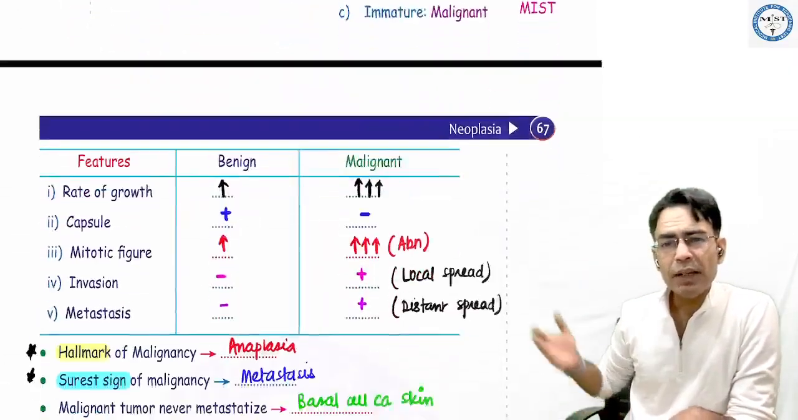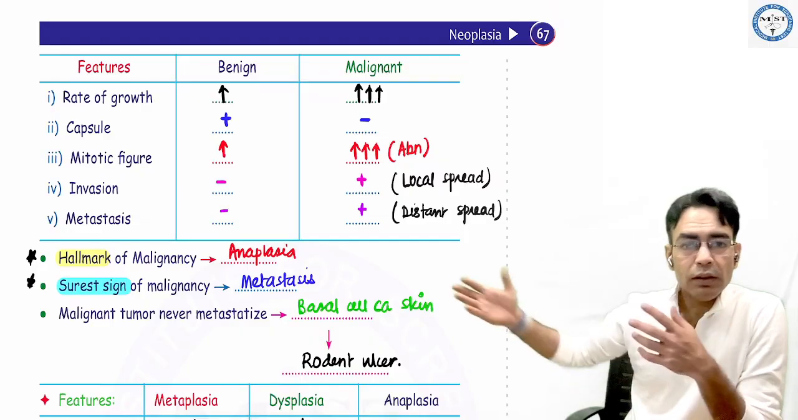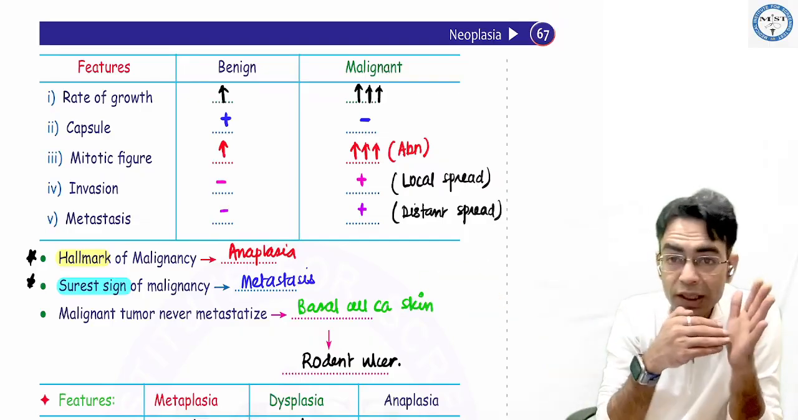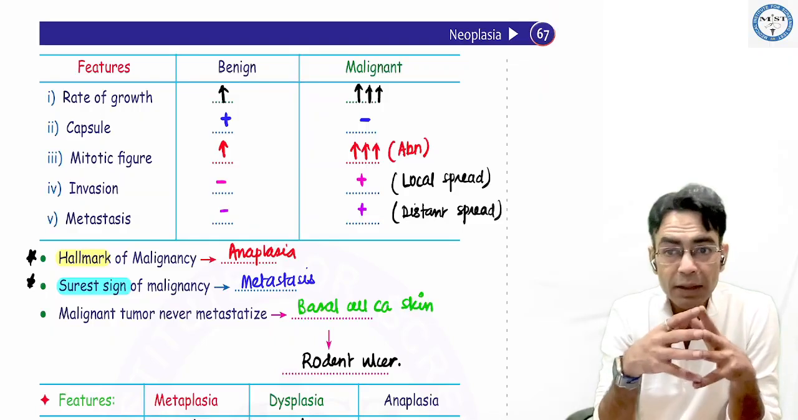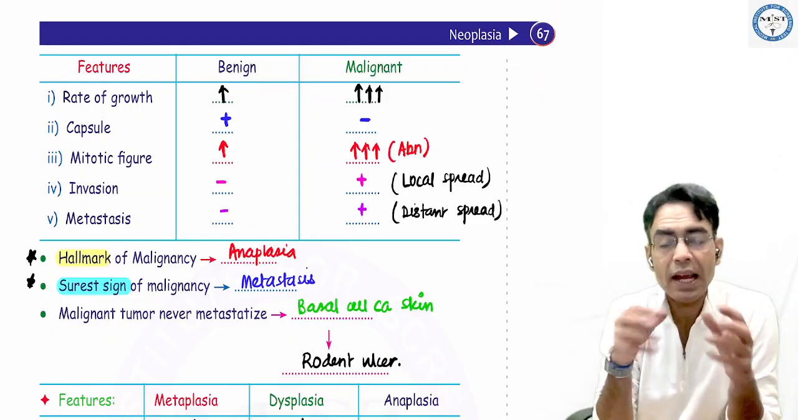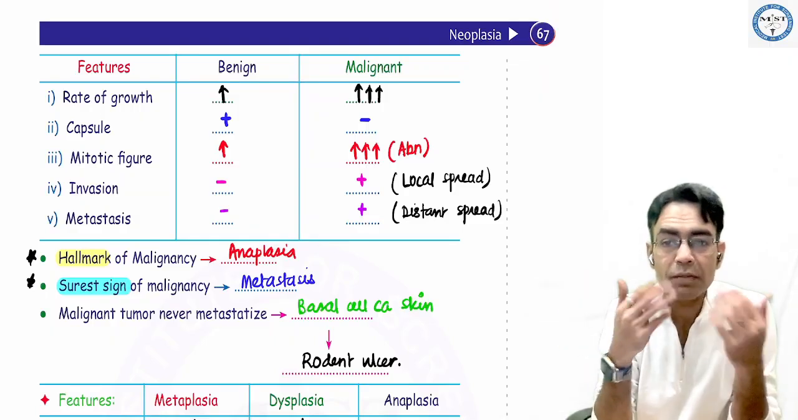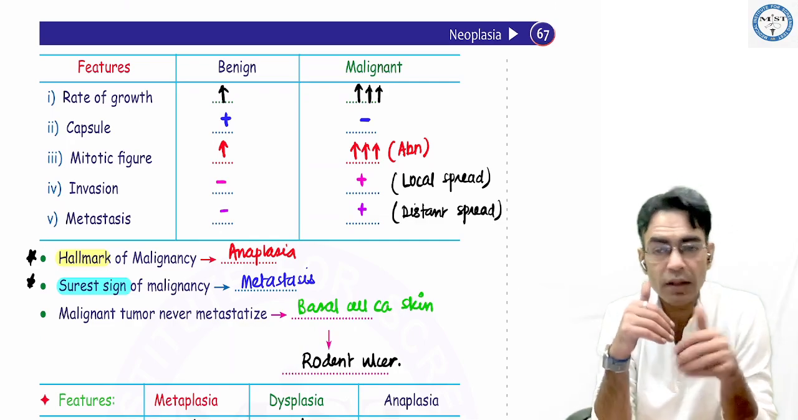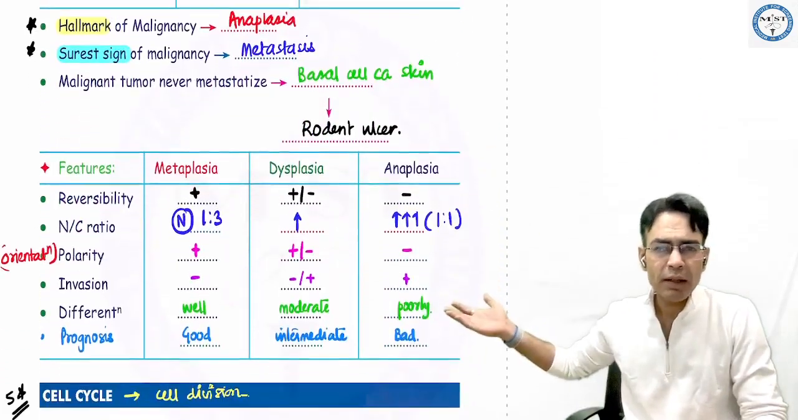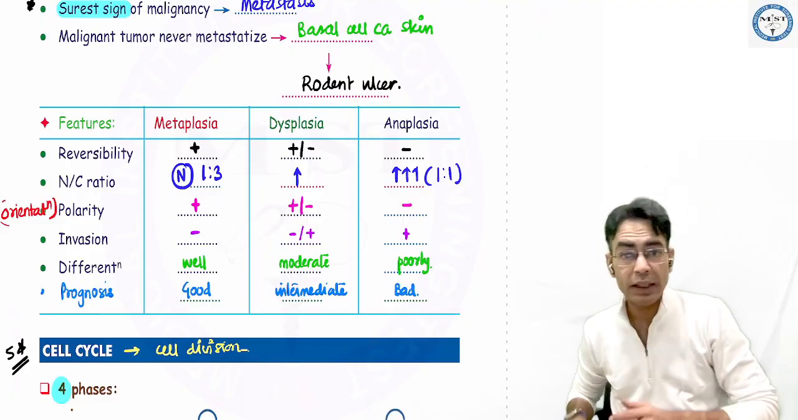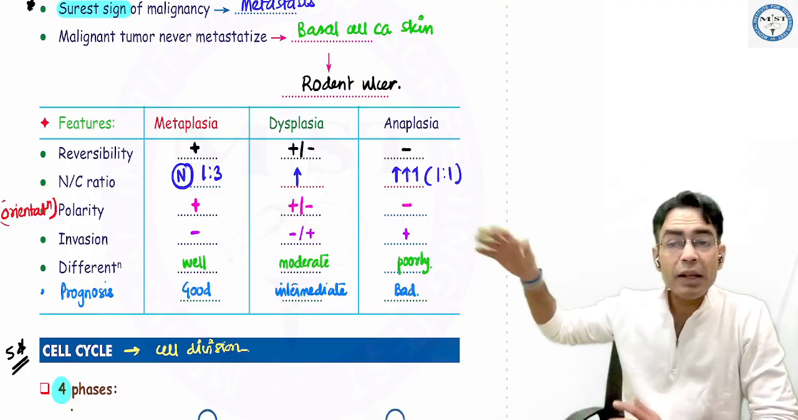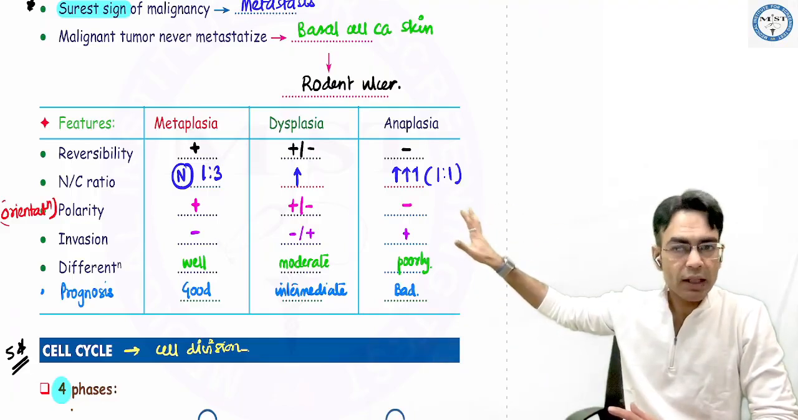Then benign versus malignant differences. The hallmark of malignancy is anaplasia. Don't make a mistake in this. Hallmark is anaplasia. Surest sign is metastasis, and a malignant tumor which never metastasizes is basal cell carcinoma of the skin, rodent ulcer. Differences between anaplasia, metaplasia, dysplasia: metaplasia is completely normal, it's an adaptation, so everything normal will be there. Dysplasia is in between. Anaplasia, it's cancer.